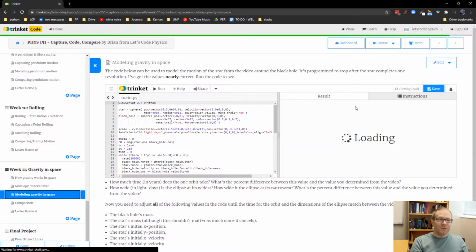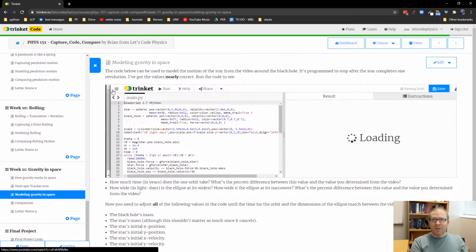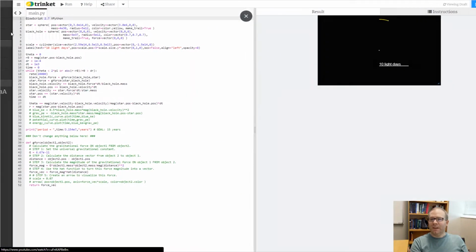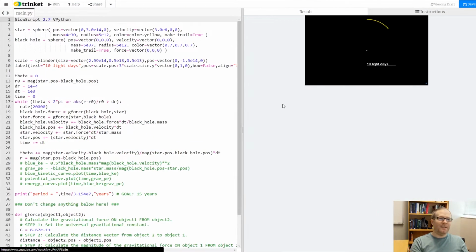Then you come over here to a handy GlowScript code. What this GlowScript code is going to do, let's go to full screen and bump up the font size a little bit, is recreate that video with an animation. So we have the black hole in the center. I've made it a gray hole instead, just so that we can see it. And then we have the star going around that black hole.